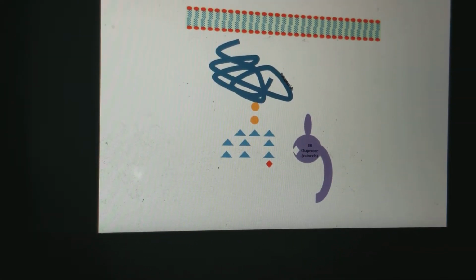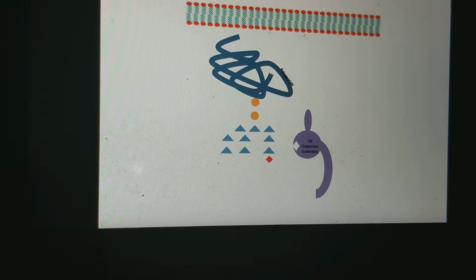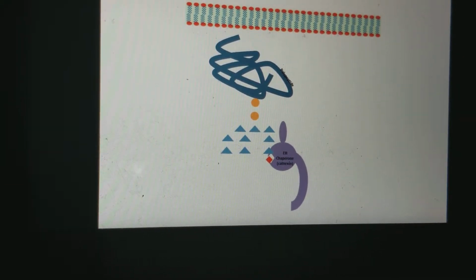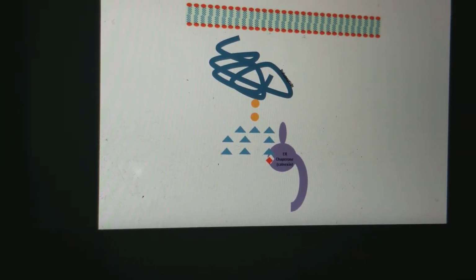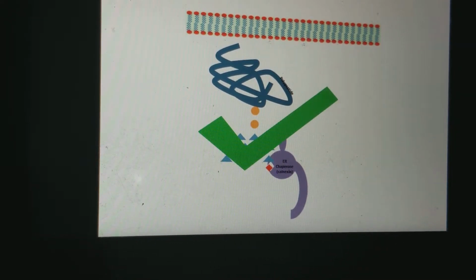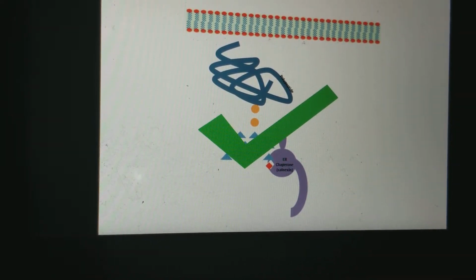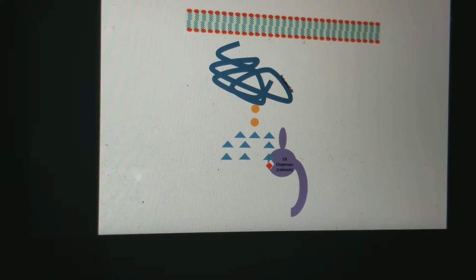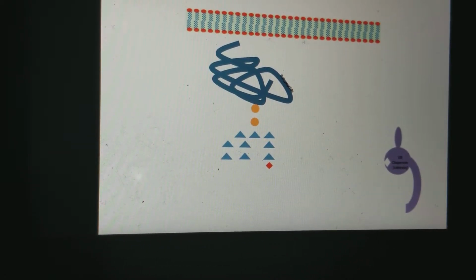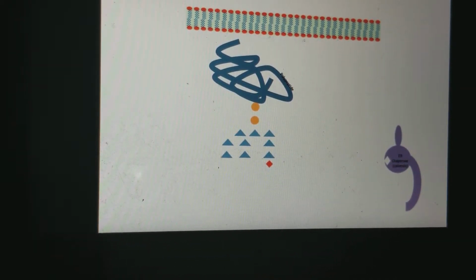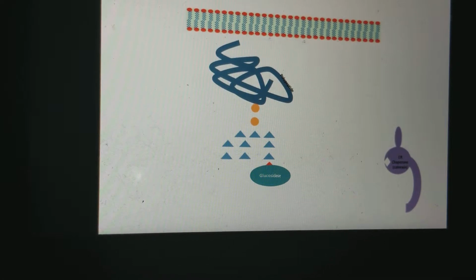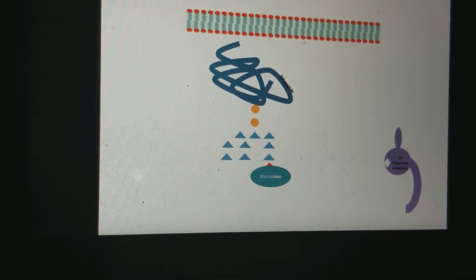After this, a chaperone, in this case calnexin, binds to the terminal glucose of the polypeptide in order to help it properly fold. Good. It seems it's properly folded. The chaperone then disengages from the newly folded enzyme, allowing glucosidase to come in and remove the terminal glucose molecule from the oligosaccharide.